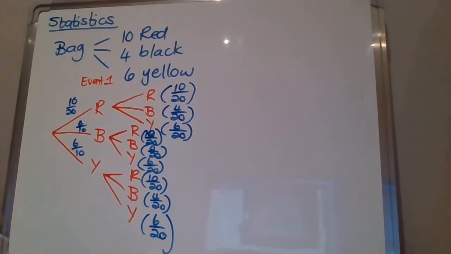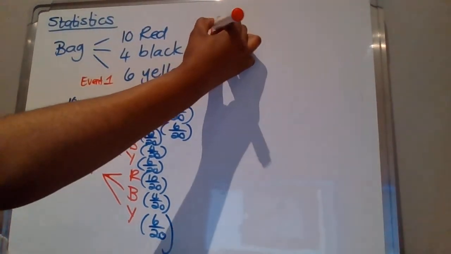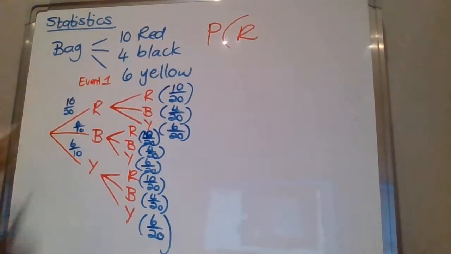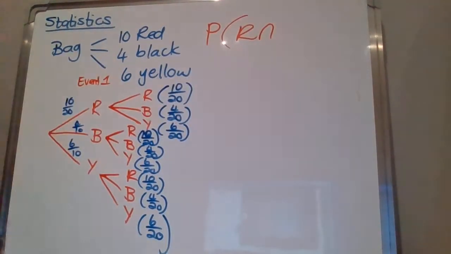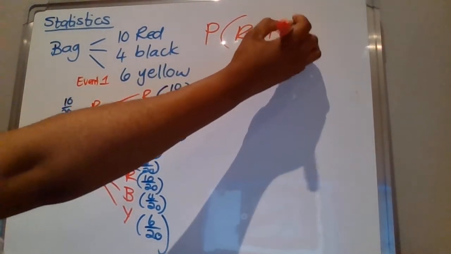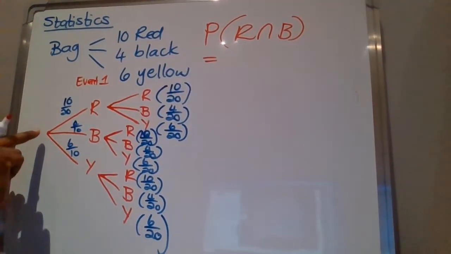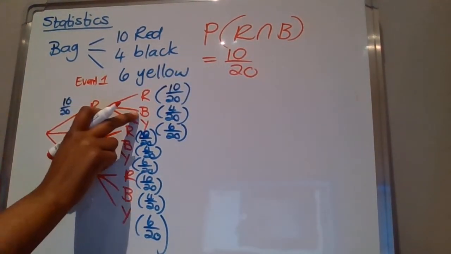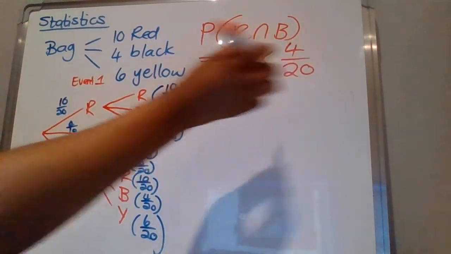So now you can be asked different questions. So let's say, for instance, they will say, what is the probability that when you're picking both cards, you pick the first card, it's a red card, and the second one that you pick is going to be a black card. All right, so then I picked a red card first, it was 10 out of 20, and then the second one I picked a black card, which is multiplied by 4 out of 20.